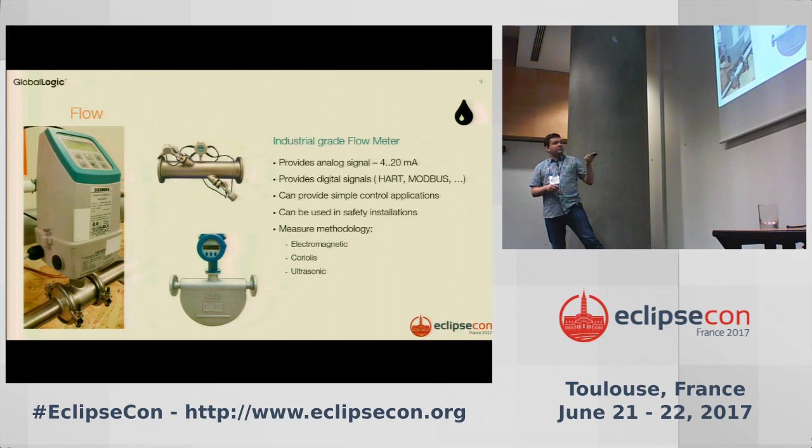Usually those flow meters provide a standard signal of 4 to 20 milliamps. This is the common one. Process instrumentation tends to be very conservative in terms of standards. So the simple one is quite popular, but they also provide digital standards like HART or Modbus, which are very old but very robust and simple to use. So they are very popular.